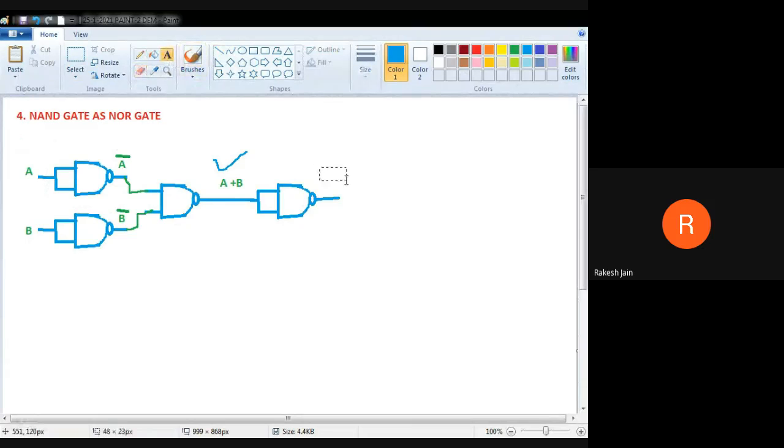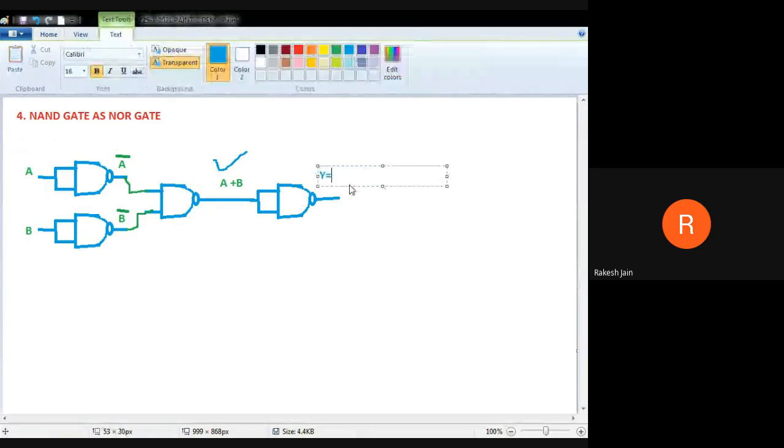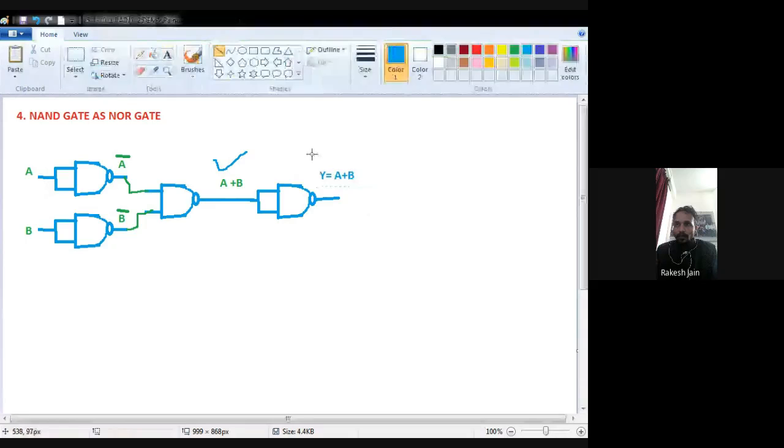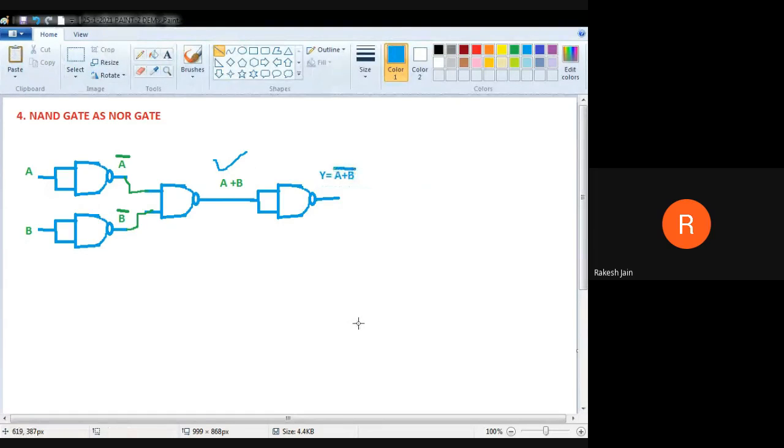Now what will be the final output? I know that if a NAND gate's inputs are connected with each other and it behaves as a NOT gate, then the output will be the bar of input. The output will be opposite of input. Whatever the input is, output is bar of input. So what is the input of this final, fourth NAND gate? Input is A plus B. So what will be the output? Whatever the input is, with a bar. So y is equal to A plus B whole bar.